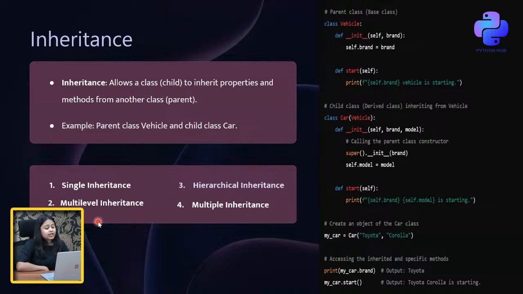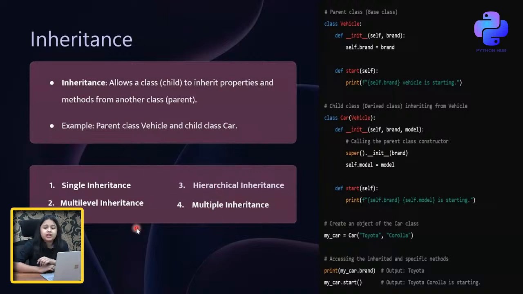The next is hierarchical inheritance. What exactly do you mean by hierarchical inheritance? Any ideas, any guesses? Let me explain it to you. Multiple child classes inherit from a single parent class. For example, car and bike inherit from vehicle. I hope this is clear.